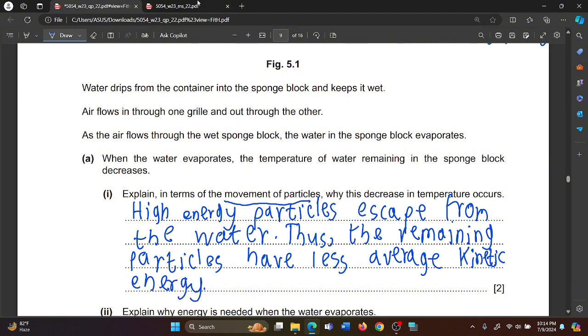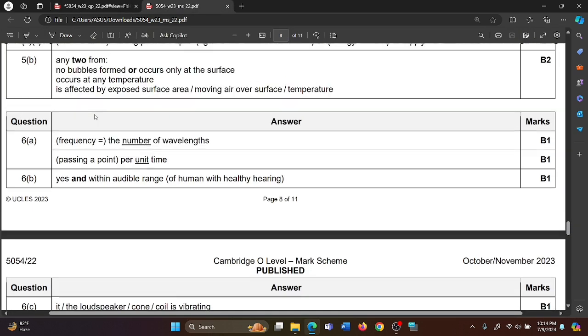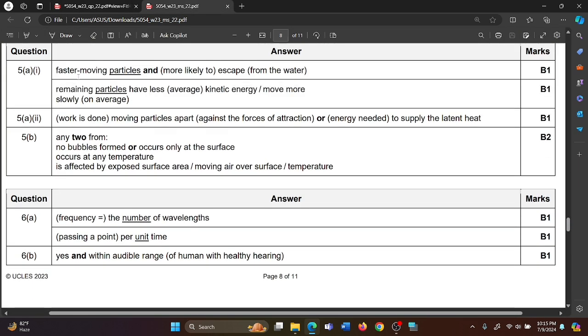Let's look at the mark scheme. The mark scheme says faster moving particles, which is actually high energy particles, are more likely to escape. We don't need to write the "more likely" because it's in the brackets. Whatever is in the brackets is not mandatory that you should write. As there is a dashed line below the word particles, we should write particles. The word particles is the key point of this mark. Thus, as we wrote, high energy particles, which is actually fast moving particles, escape. Thus, we got the first mark.